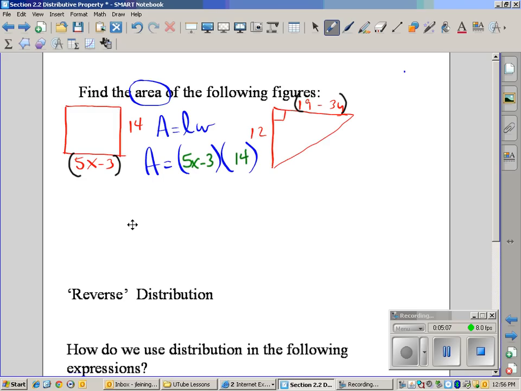Now this looks like a distribution problem. So we're going to distribute the 14, and if you would rather write it in front, you can move it in front. So I will do that. I'll move the 14 in front.